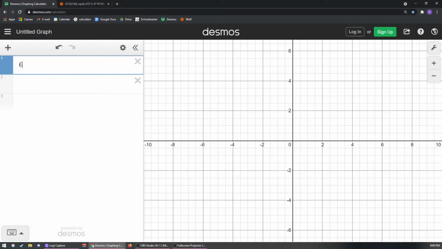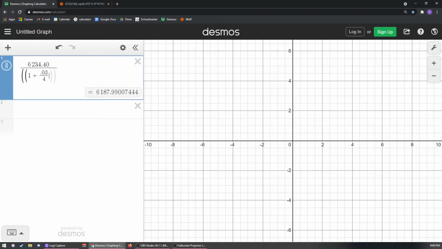We got 6234.40 divided by, and then 2 parentheses, 1 plus 0.03 divided by 4, and the first parentheses to the 4th power. To the right once, and the parentheses to the 5th power. Oh. And looks like exactly $5,369.